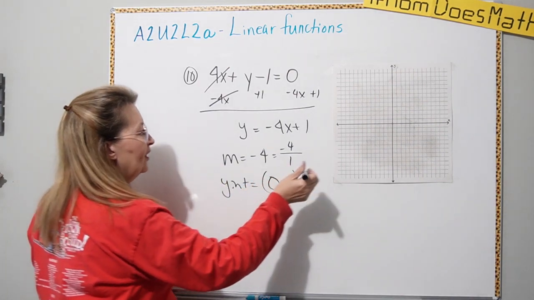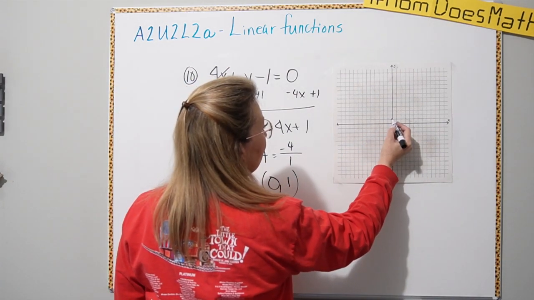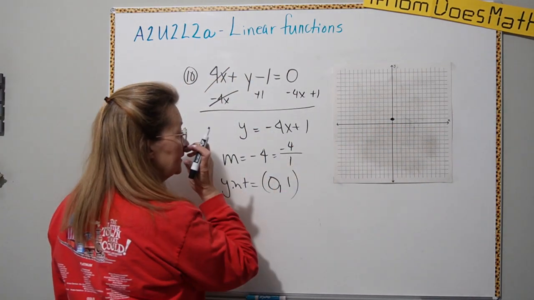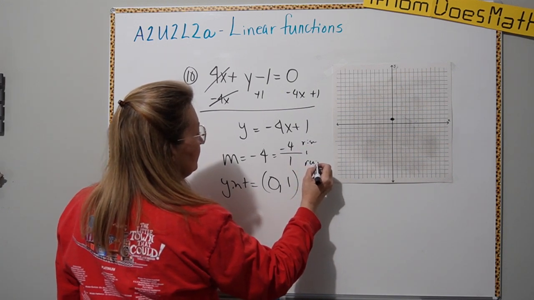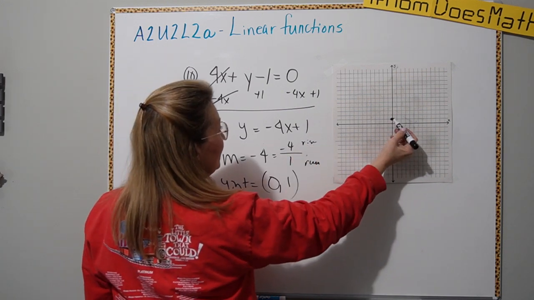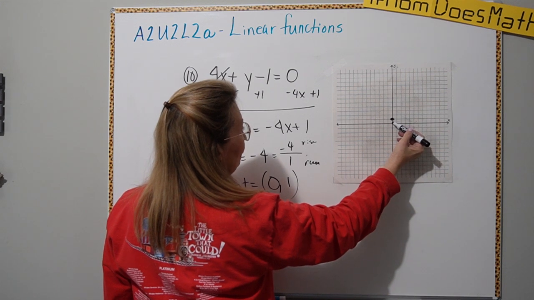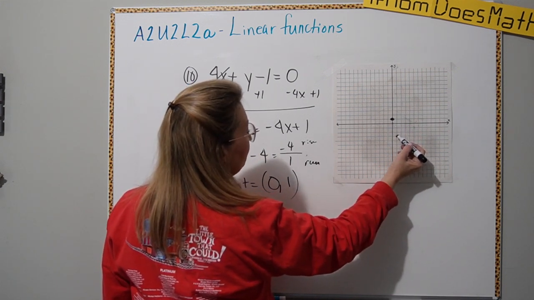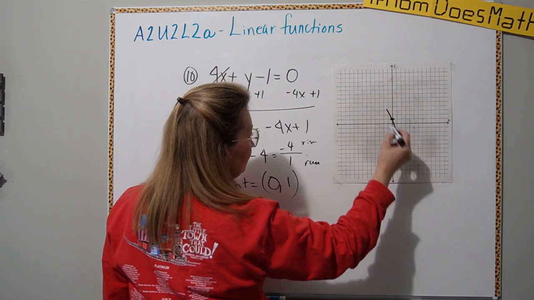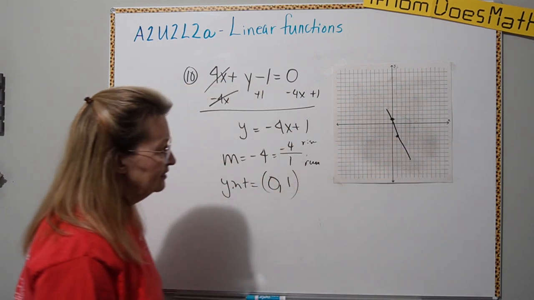So let's put a point at (0, 1): 0 to the right or left, up 1. Now for this slope, remember, you're at rise over run. So we're going to rise -4. That means go down 1, 2, 3, 4, and then run 1 in the positive direction. And you can keep going if you need more guidance on drawing your line.